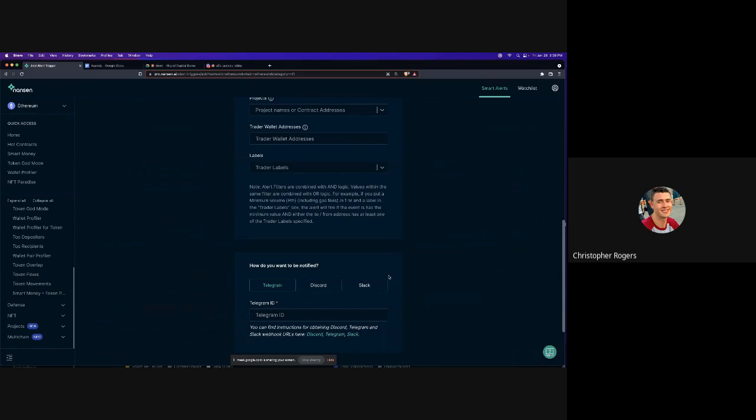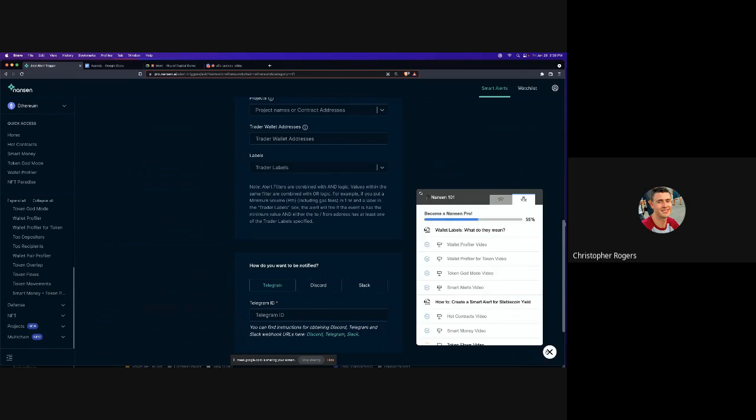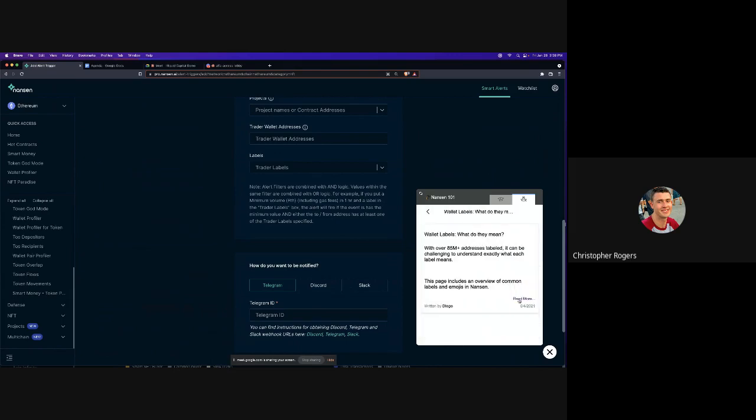Taking a look at our labels, the big value add of Nansen is being able to track these behaviors. And we have a glossary of these behaviors down here at the lower right. If I select that green bubble for our Nansen Academy, we can take a look at the glossary, but you can also note that there are a variety of different videos we have available to walk you through the different platforms or dashboards that we have on Nansen. So I'll select wallet labels, what do they mean? And then I'll select read more, and this will provide us with our glossary.